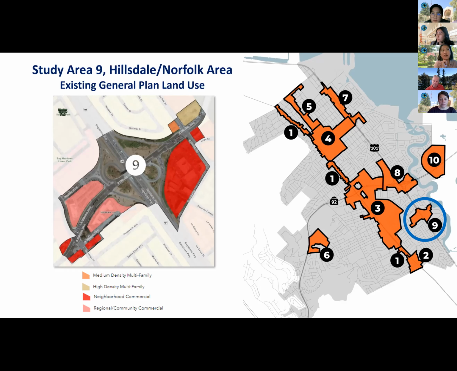I do want to touch upon the next two study areas, 9 and 10. So 9 is the Hillsdale Norfolk area. This is along where the 101 East Hillsdale Boulevard on-ramp and off-ramp is. That includes the Kaiser Medical Office, which you see in the pink. This represents regional community commercial. It also includes Hillsdale Inn on this southern parcel. And on the far right, what's colored red, that's land use for neighborhood commercial. That's the Marina Plaza Shopping Center. One other thing to note, this tan color, which is high density multifamily, is an existing assisted senior living facility.